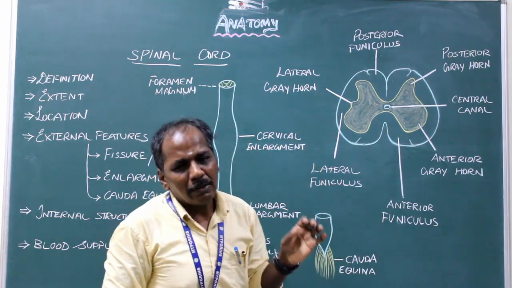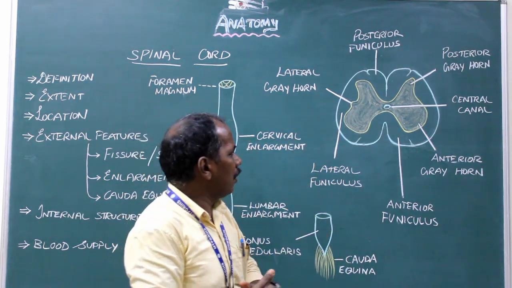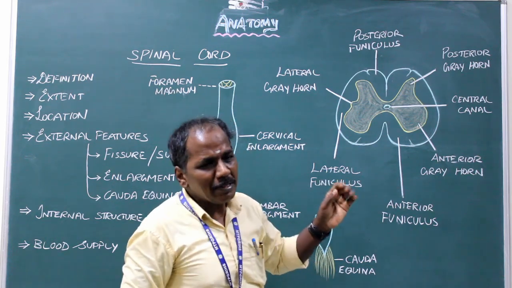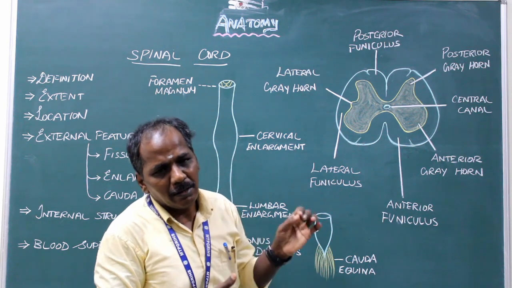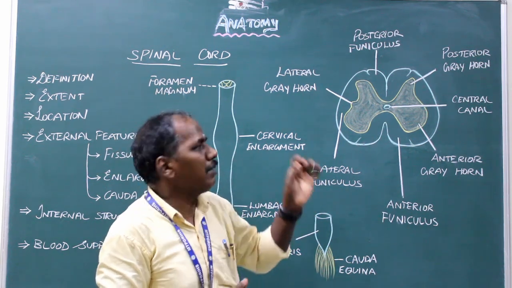And the third one is interneurons. The interneurons are the neurons which connect these types of neurons. These types of neurons are present in the grey column of the spinal cord.